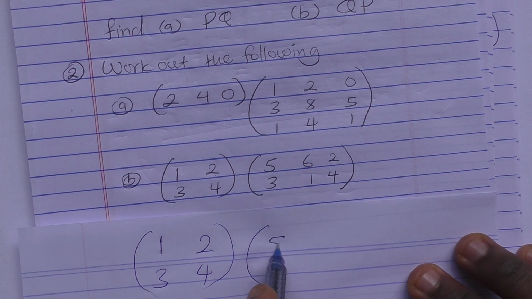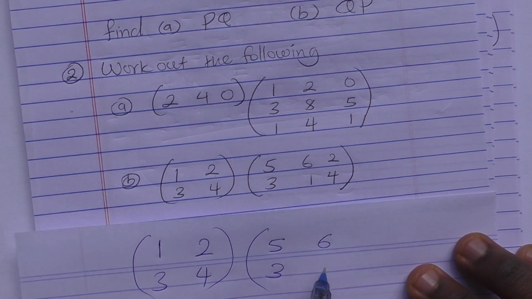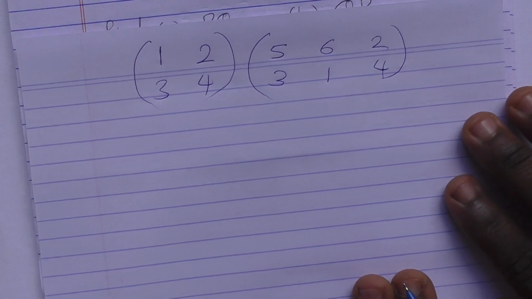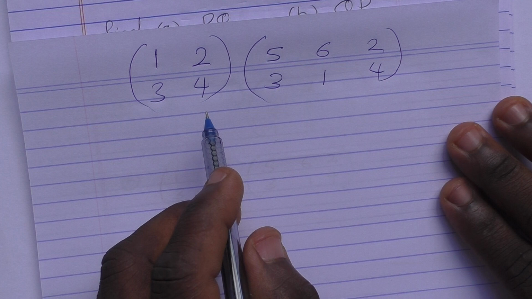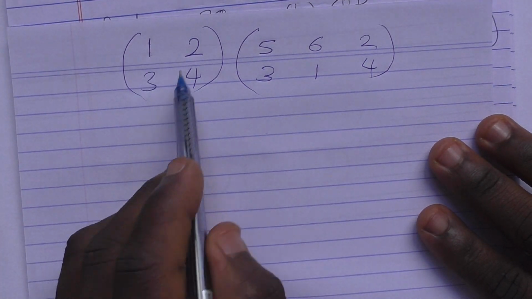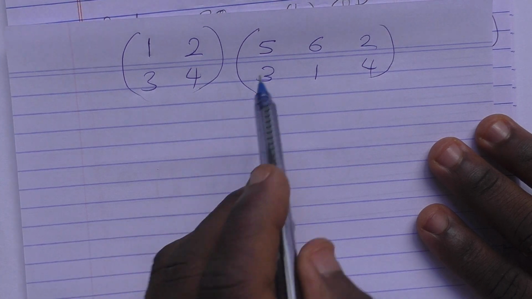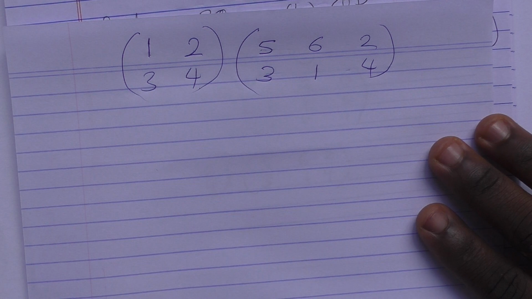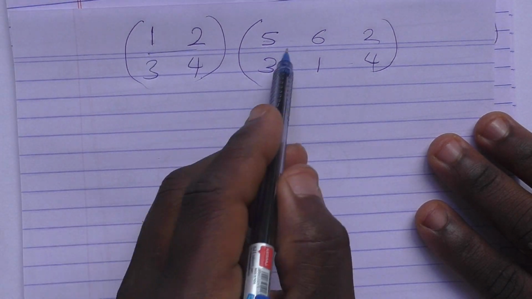This is 5, 3, 6, 1, 2, 4. So let us work out this and see. We go back to our condition. The condition says that the number of columns in the first should be equal to the number of rows in the second. So let us try out this. We are multiplying row by column.